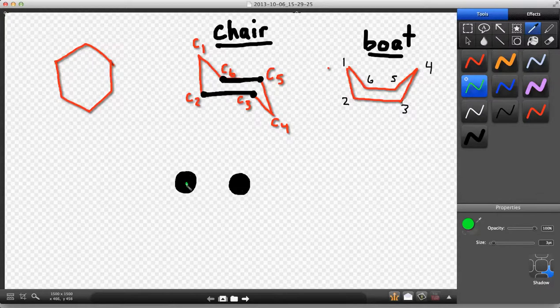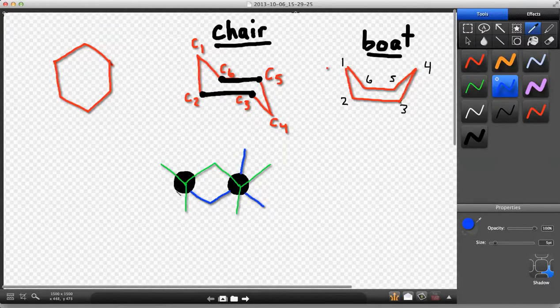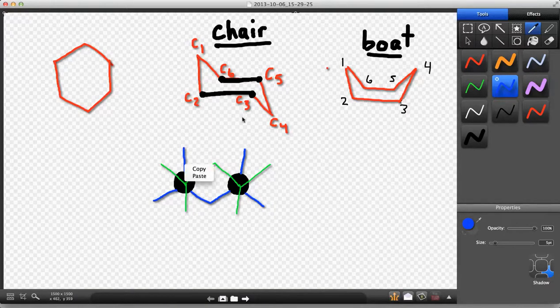Front carbons, I'm going to have those as green. Back carbons, we'll have those as blue. Guess I'm going Seattle Seahawks color scheme today, which doesn't make a lot of sense since I've never liked the Seahawks.